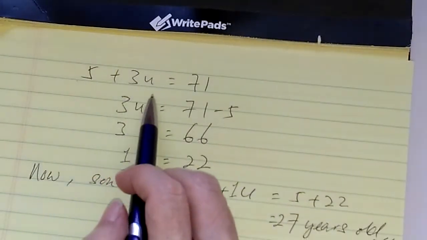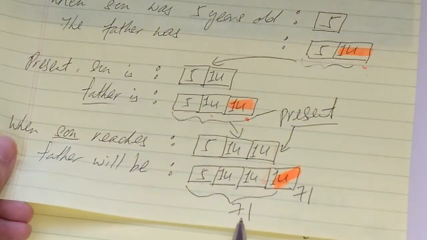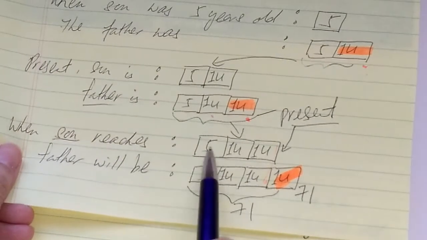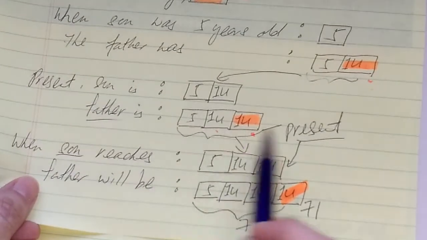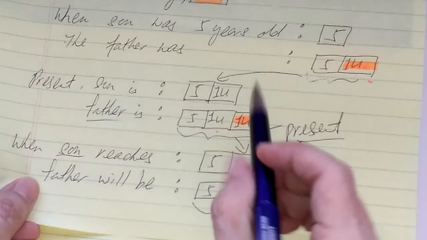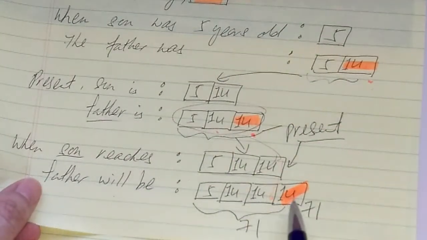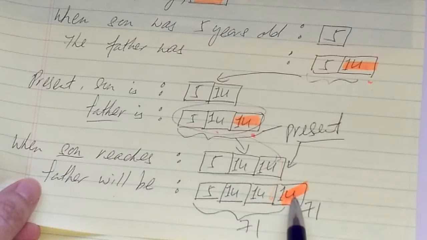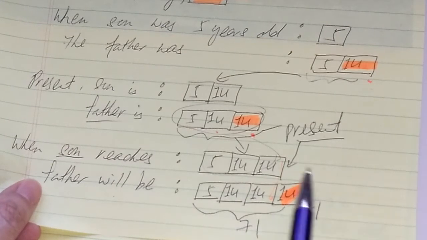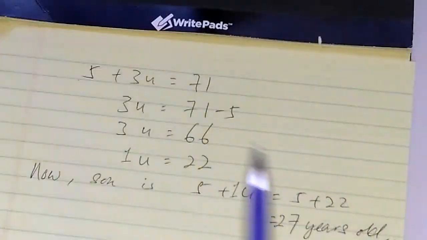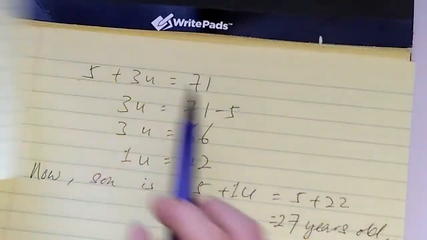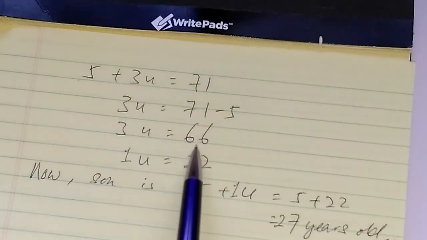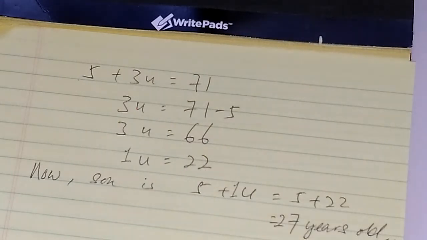So we have 5 plus 3 units equals 71. When the son reaches the father's present age, the father will be this present age plus another unit, 71. Always remember, the difference is always by 1 unit. So we have 5 plus 3 units, because 1, 2, 3. So 3 units will be 66. So 1 unit is 22.